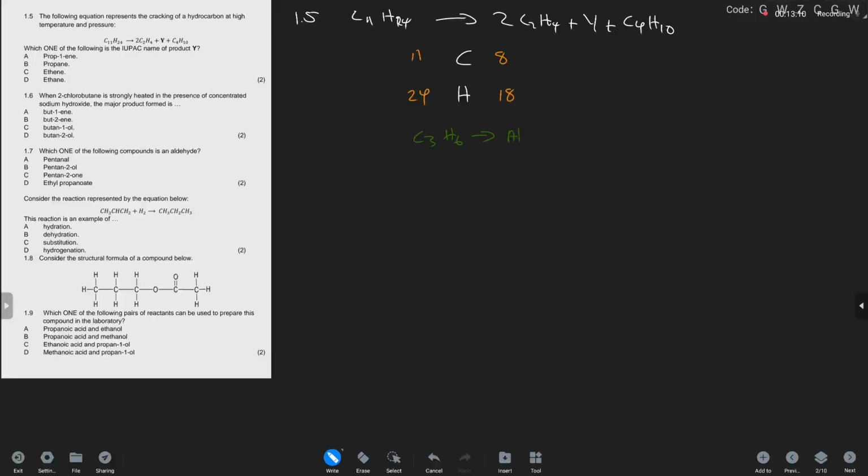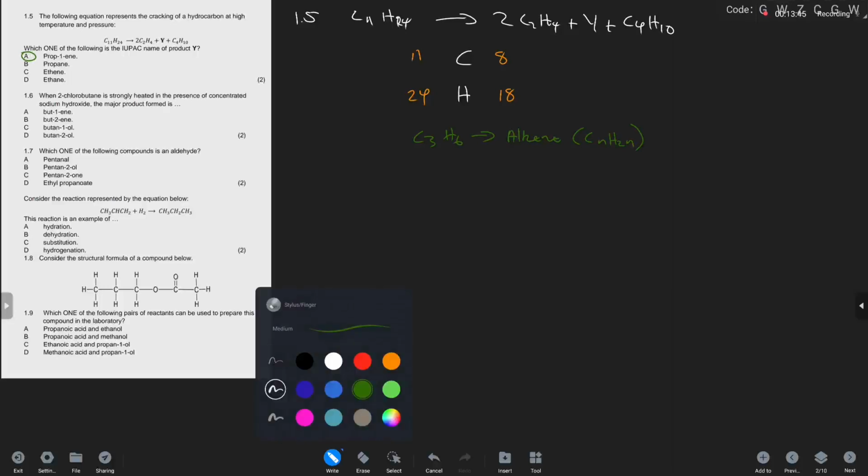So C3H6 can only be an alkene because it obeys the general formula of alkenes. So then, considering our options, we know B and D are not correct answers. B and D are alkanes, so they're automatically out, right? And then our alkene must have how many carbon atoms? 3. So the only one with 3 carbon atoms between A and C is A, which is prop-1-ene. So that will be our correct answer for 1.5.